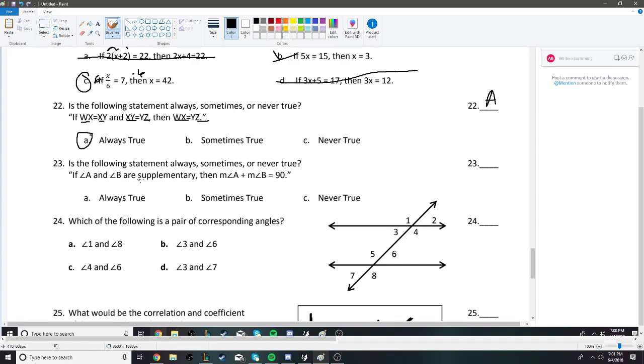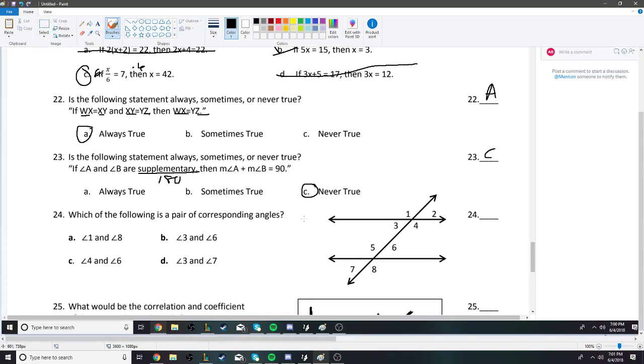For 23, if they're supplementary, remember supplementary means 180, not 90, so this is never true. Corresponding angles mean they're in the same position. So 1 and 8: 1 is top left, 8 is bottom right, so it's not 1 and 8. 3 and 6: 3 is bottom left, 6 is top right. Those are alternate interior angles, so it's not B. 4 and 6: 4 is bottom right, 6 is top right. Those are same side interior angles, so it's not C. Our answer is D. 3 is bottom left, 7 is bottom left, so they're in the same position of each intersection.